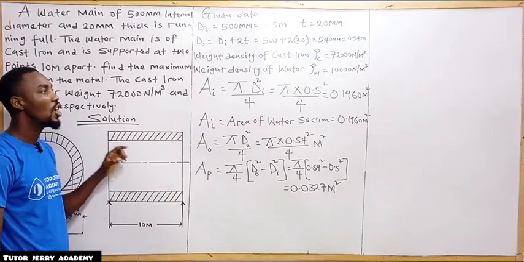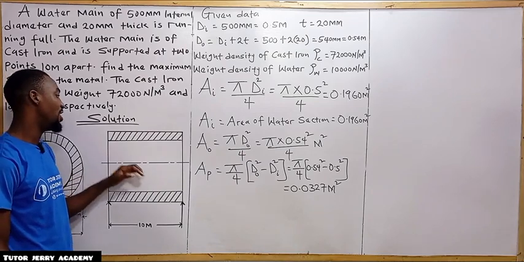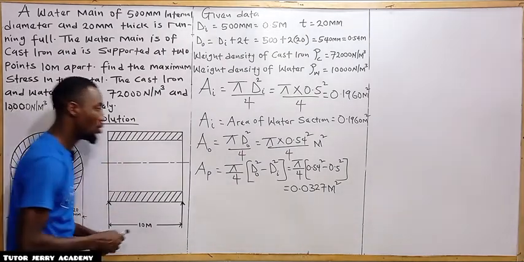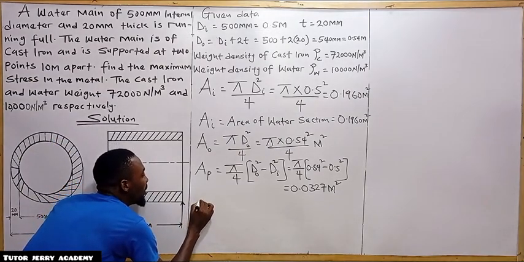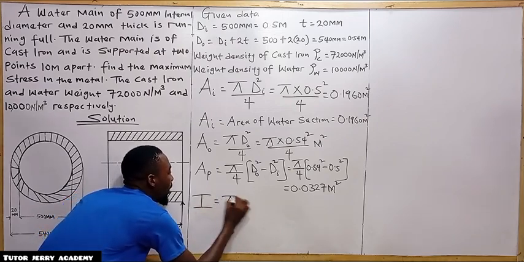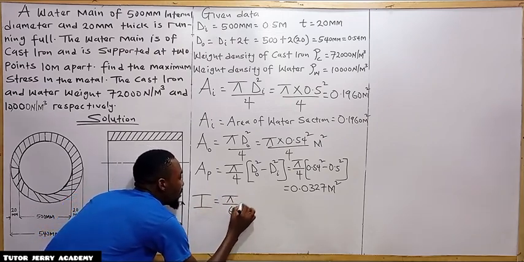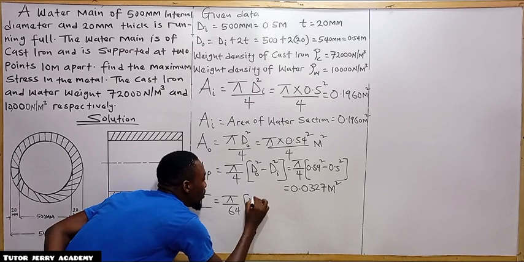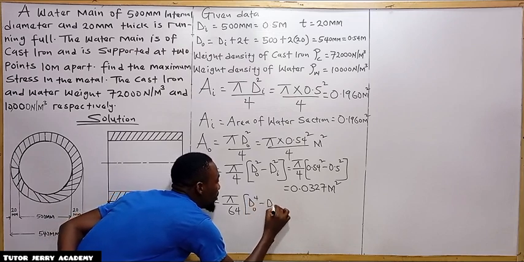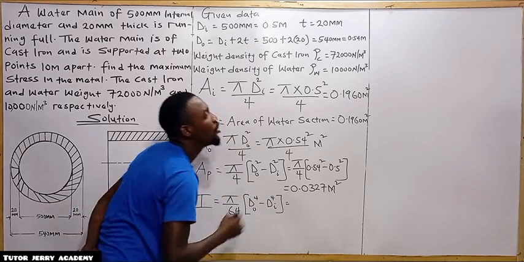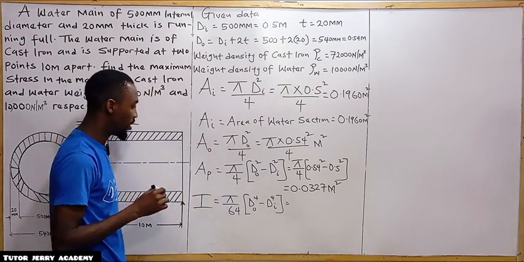The moment of inertia of the pipe section about the what? Neutral axis. So here, you know, moment of inertia is denoted with what? I. So this is pi all over 64 into d naught to the power 4 minus d subscript i to the power 4. So if you substitute here, you are going to have nothing but what?